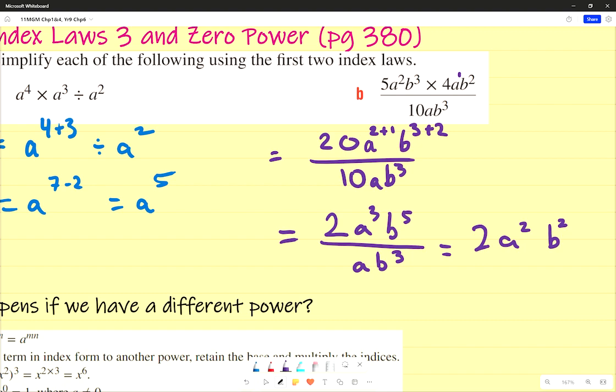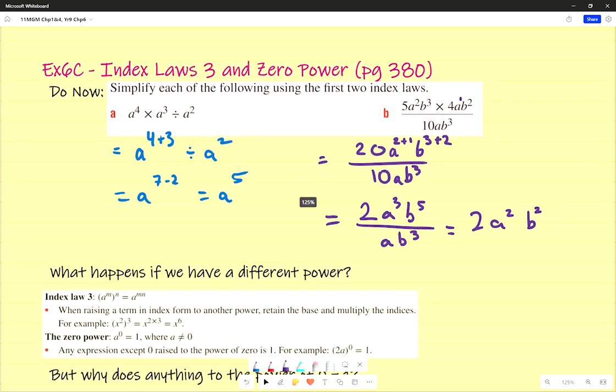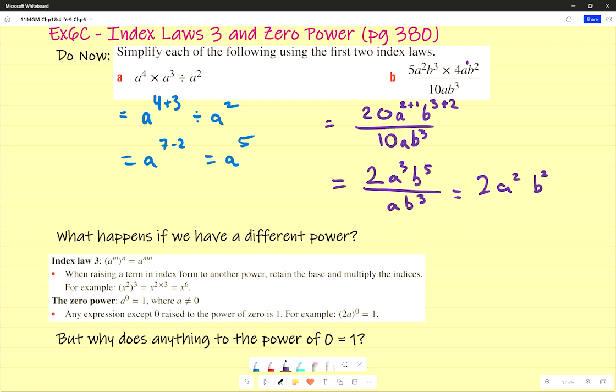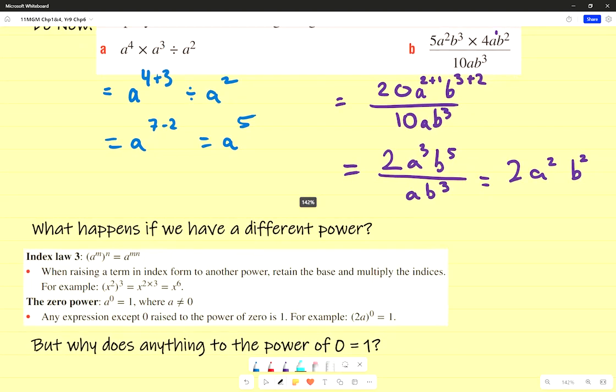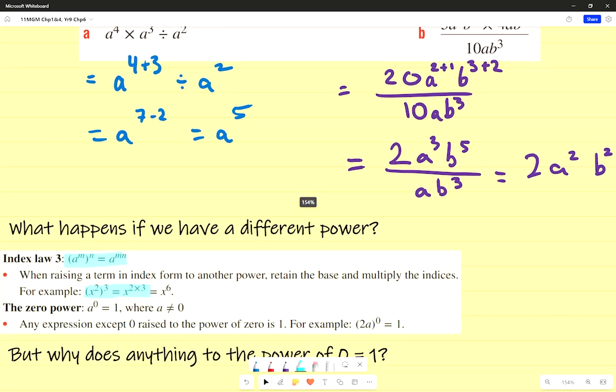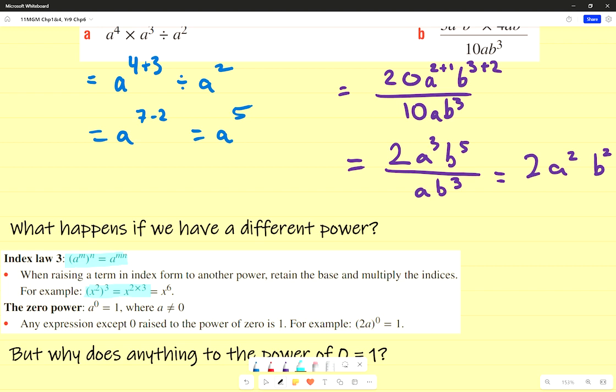Easy. Okay, let's get into the stuff for today's lesson. I'll keep that on the screen for a little bit longer. Today we're trying to answer what happens if we have a different kind of power. The third law tells us that if we have a power to a power, we multiply. I'll highlight what I'd like you to write down. If we have a power to a power, we multiply. And a very basic example, I'll get you to write that one down too. It's a to the power of m, all to the power of n, is a to the power of mn.